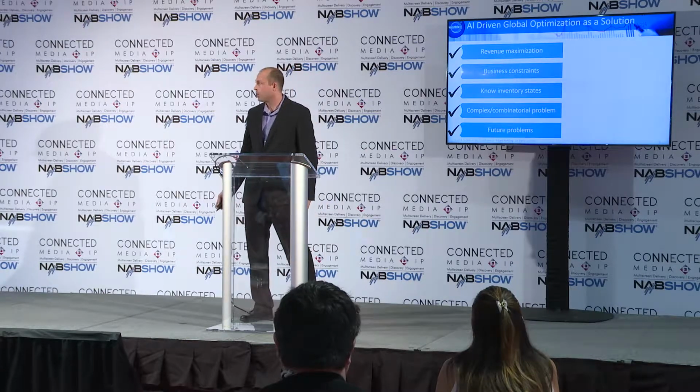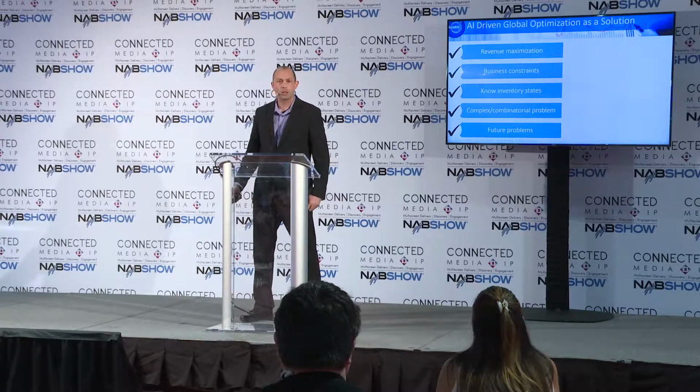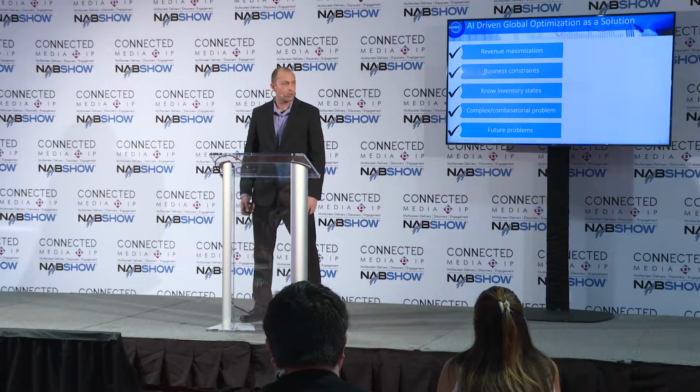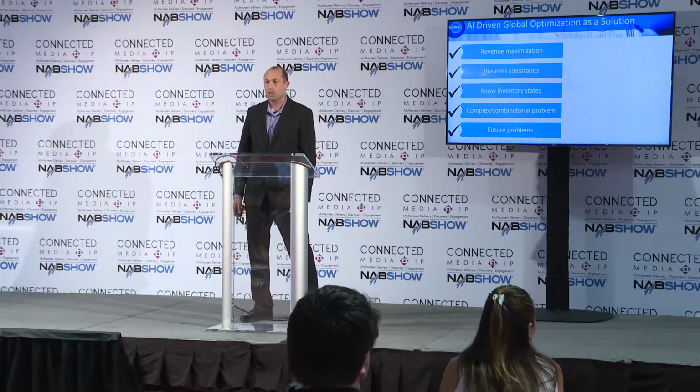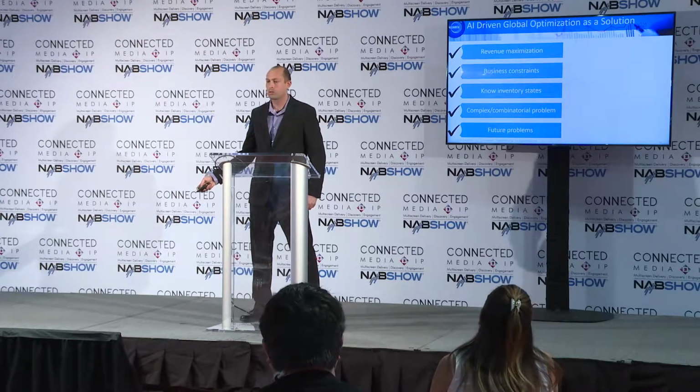So what we're starting to look for is a solution that ticks the box on a few different things. Revenue maximization. Started talking about business constraints a little bit. We'll dig into that a little bit more. You have to know the inventory states. You've got to be able to manage these ridiculously complex and large problems. And you've got to be able to do this now, and you've got to be able to do it in future positions.